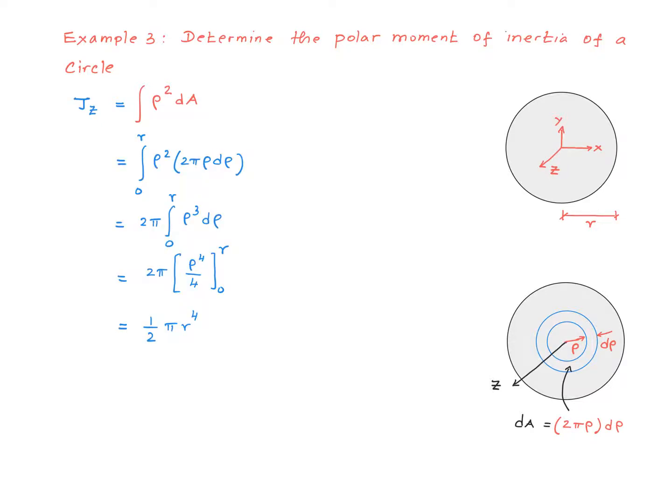Here are the steps. We use this for dA in this expression, and the limits for the integration are 0 to r, which will cover the entire circle. The integration itself is very easy to perform, and I'll let you follow. And what we get is Jc equals 1/2 pi r to the power of 4.